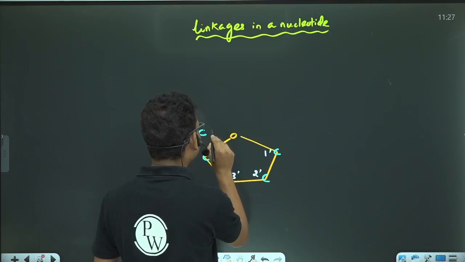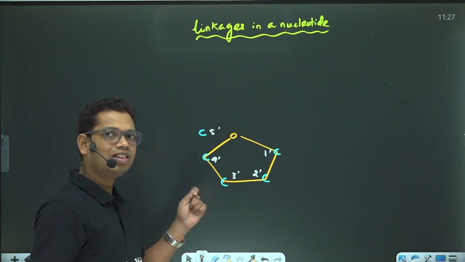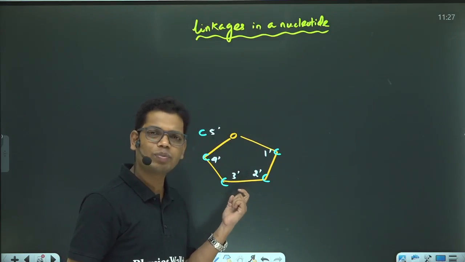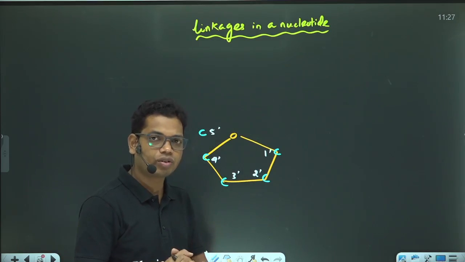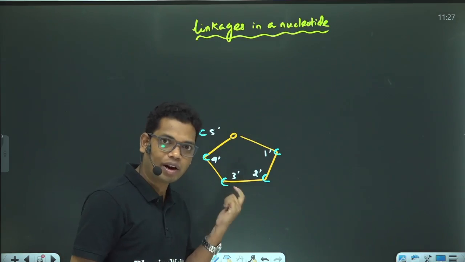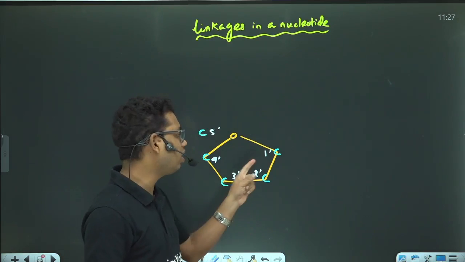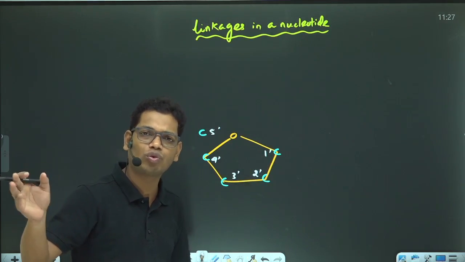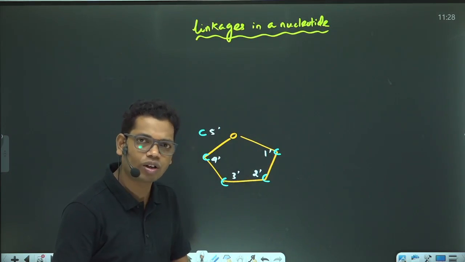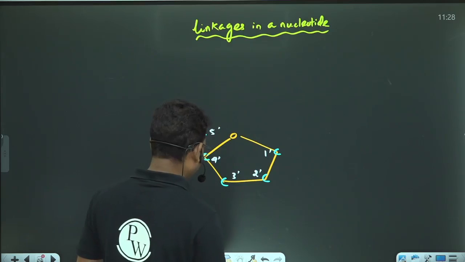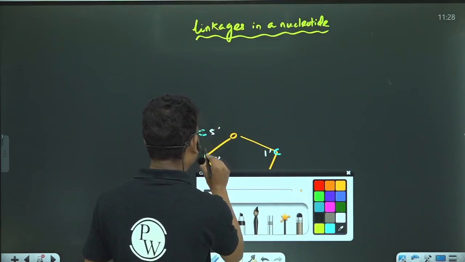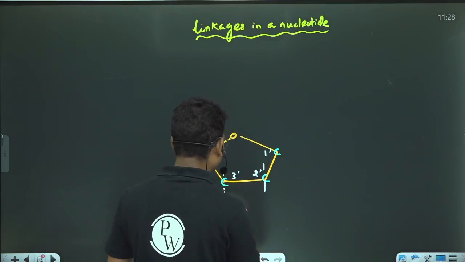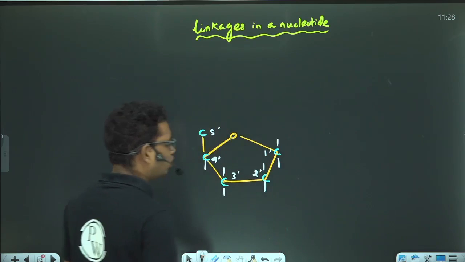Why do we call these carbons prime? Because in the nucleotide we also have the nitrogenous base, and the nitrogenous base also has carbon. To distinguish whether the carbon belongs to the nitrogenous base or the sugar, we name these carbons as prime in case of sugar, and we simply name them as 1 or 2 or 3 in case of the nitrogenous base. So these are the carbon atoms. Here I will have hydrogen and OH groups.